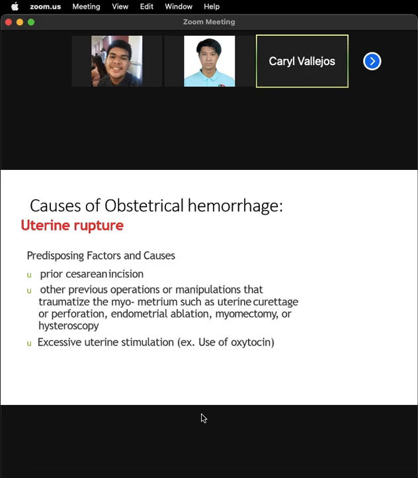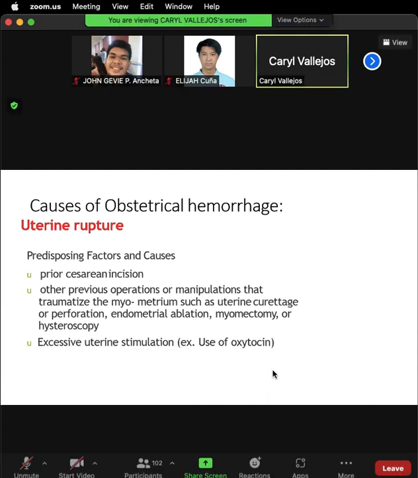Other previous operations or manipulations that traumatize the myometrium, such as your uterine curettage or perforation, endometrial ablation, myomectomy, or hysteroscopy, and excessive uterine stimulation, or that is the use of your oxytocin over a longer period of time.